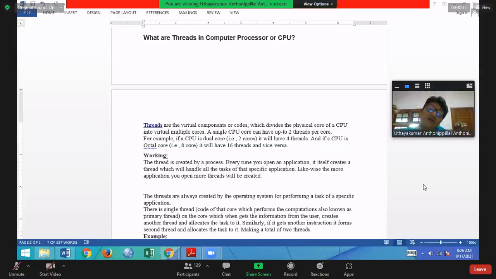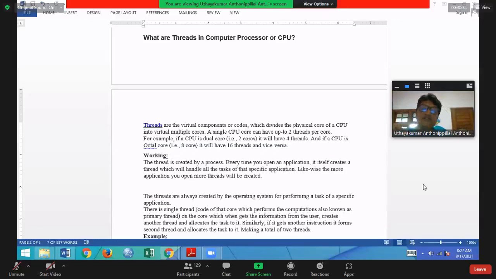That is the octa-core processor. Then what do you mean? Octa-core means inside it has 8 cores, so it can manage 16 threads. So it is 4 times faster than the dual core, right? 4 times faster than the dual core.